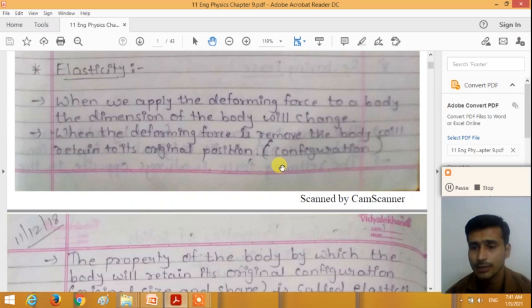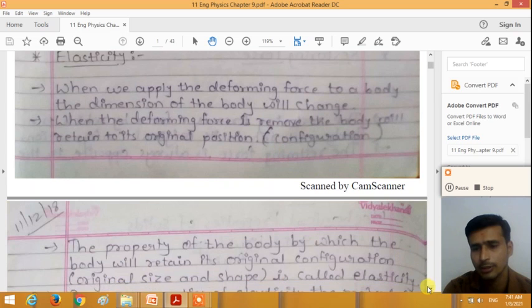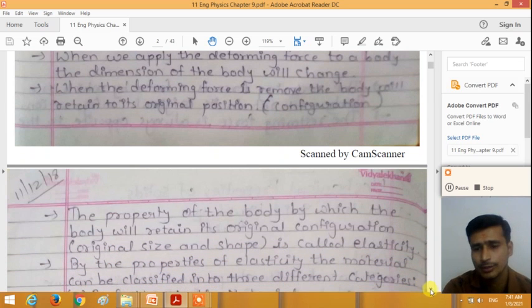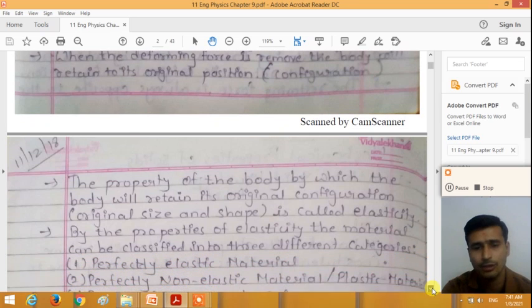If we apply a deforming force on a rubber band, or on a steel ring, with the same amount of force applied to both bodies, the regaining of the original position is different in the two bodies. So the property of the body by which it regains its original position, its original size and shape, is called elasticity, and such solids are called elastic solids. So that is the important definition of elasticity.